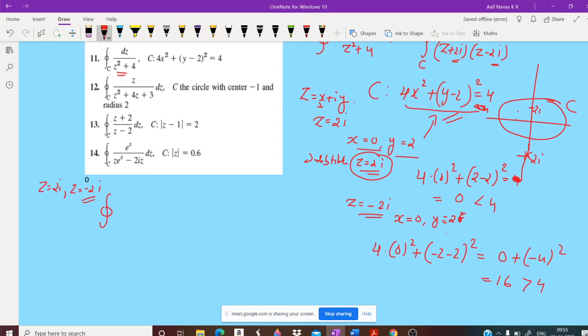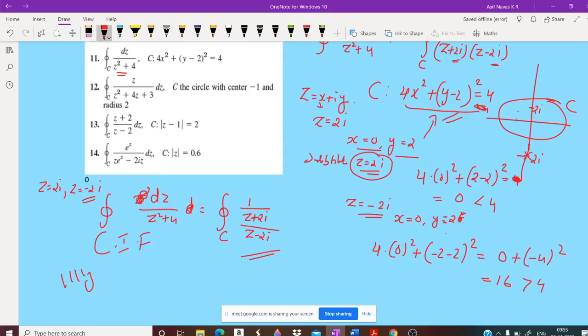So you can write the integral of dz by (z square plus 4) as the integral over C of dz, 1 by (z plus 2i) on the top, because minus 2i is outside, over (z minus 2i). Then you can use Cauchy integral formula.